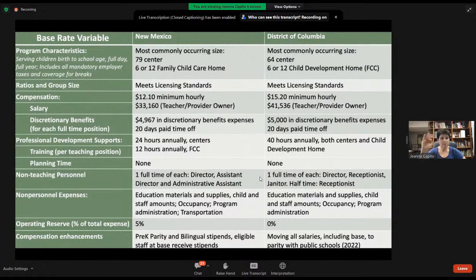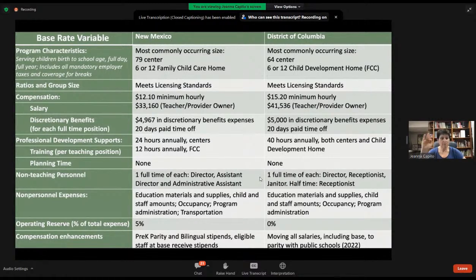So those are real specific things to those individual states. In this particular base rate, ratio and group size is just meeting licensing standards. So I didn't put all of that here. Of course, we have all that detail in their cost estimation report and in the actual frame that drives their cost model. And you can see how in the case of New Mexico, their ratio and group size actually improves at other levels within their cost model.